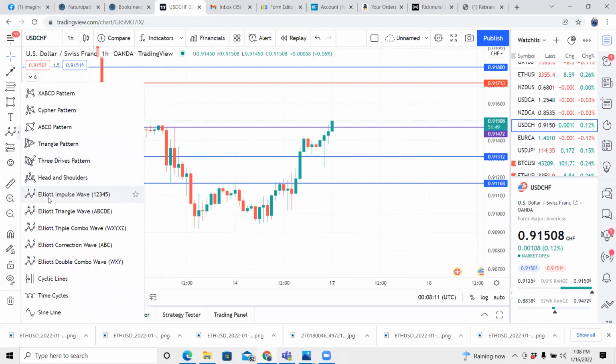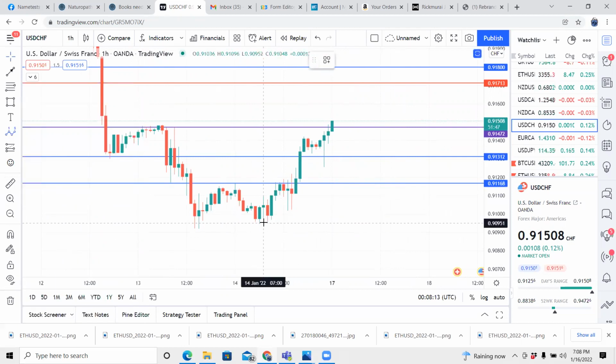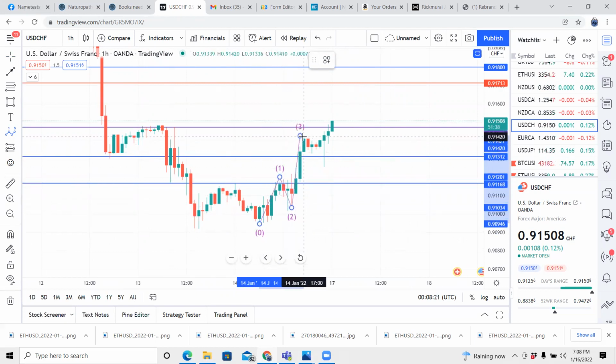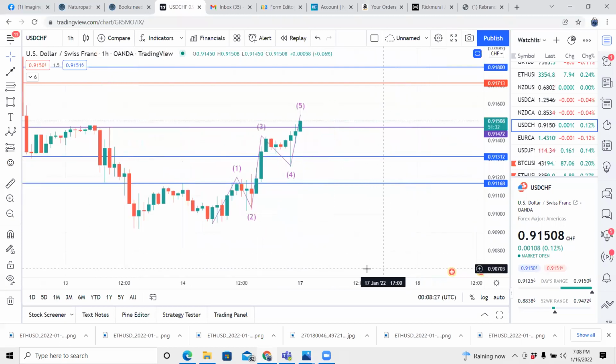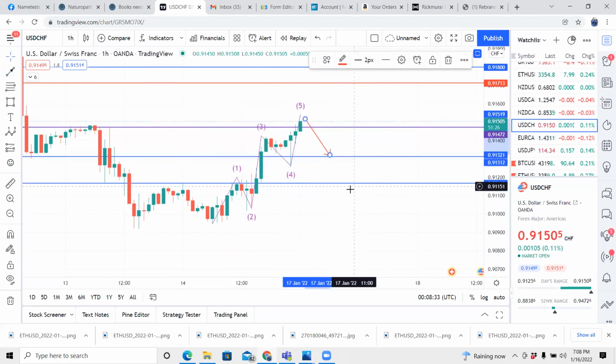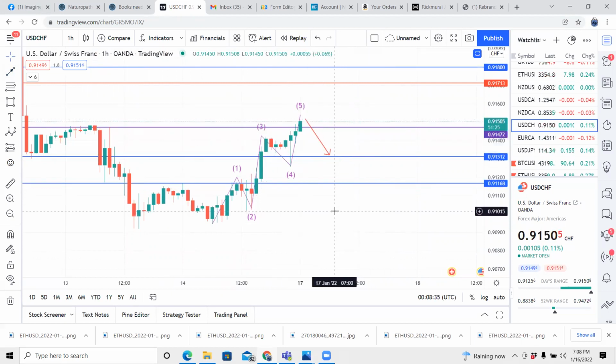Okay, so we're gonna come over to our TradingView. Now watch, look at what we have here. We have our 1, we have our 2, we have our 3. I told you that typically happens to be the biggest one. We have our 4, and then we have our 5. Perfectly done. So what are we waiting for now? We are waiting for the ABC correction. That's what this market is missing now.